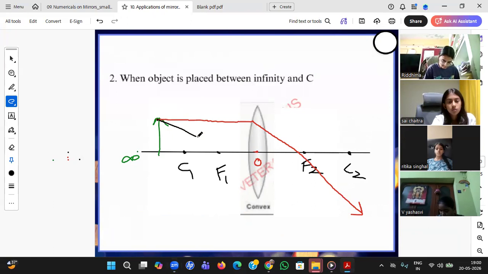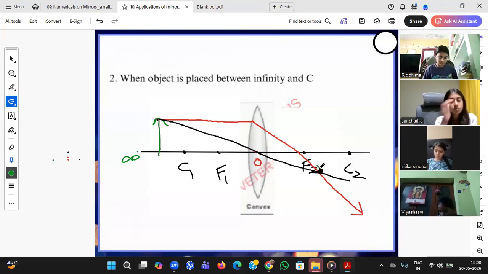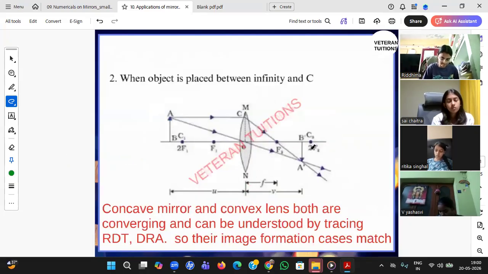Okay, so she's saying, sir, you pass the ray through the optical center, and the specialty of that ray is it will definitely go undeviated. So where is my intersection happening? Here, and this is what Vishnu Maya said: sir, the image will be formed between C and F. C and F, like this.